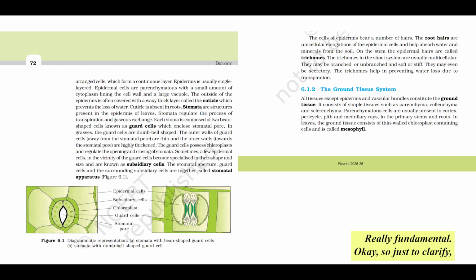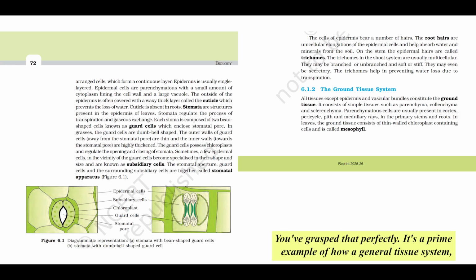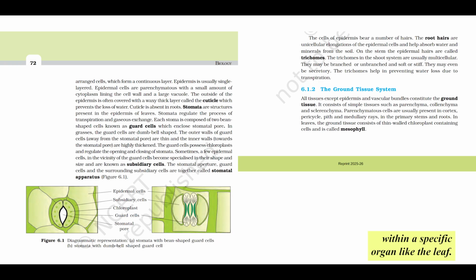Really fundamental. Okay, so just to clarify then, mesophyll is essentially a highly specialized type of ground tissue, specifically adapted for photosynthesis in leaves, right? Absolutely. You've grasped that perfectly. It's a prime example of how a general tissue system, like the ground tissue, can undergo remarkable specialization. It modifies itself to perform a crucial vital function like photosynthesis within a specific organ like the leaf. Understanding these specializations and why they matter functionally, that's incredibly important for those exam questions that go beyond just simple definitions.